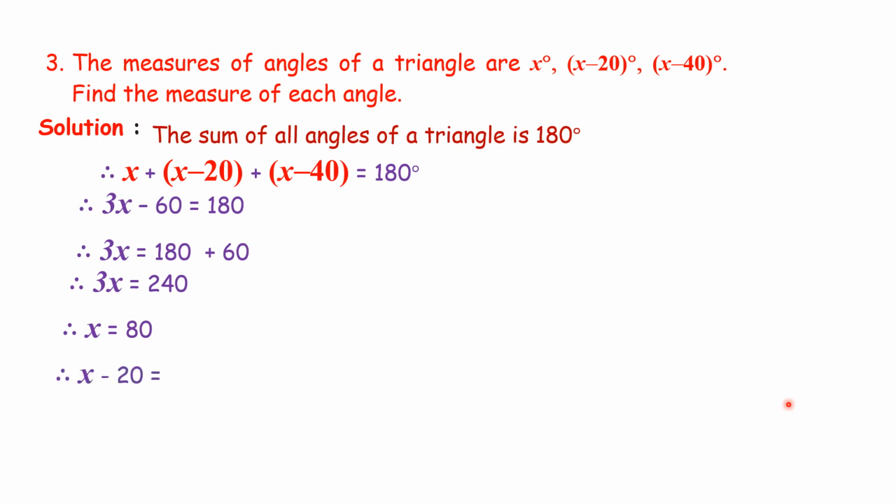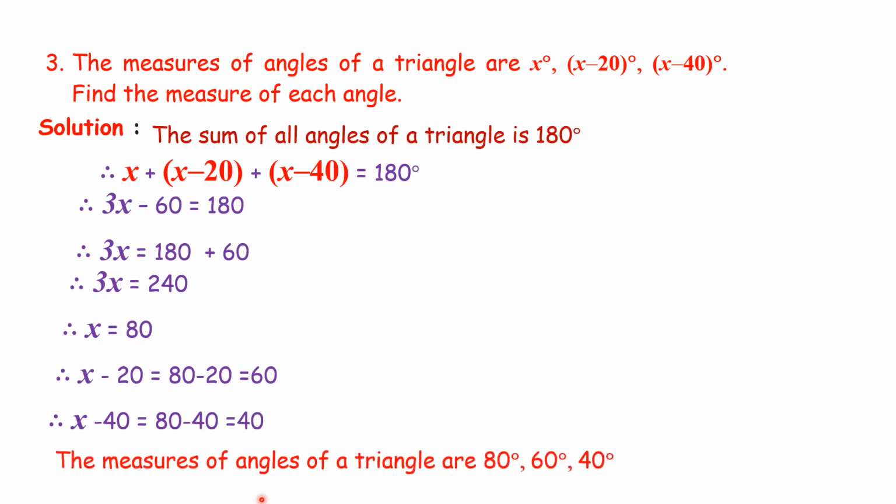Therefore, x minus 20 is equal to 80 minus 20, which is 60. And x minus 40 is equal to 80 minus 40, which is 40 degrees. So write down the answer. The measures of the angles of the triangle are 80 degrees, 60 degrees and 40 degrees.